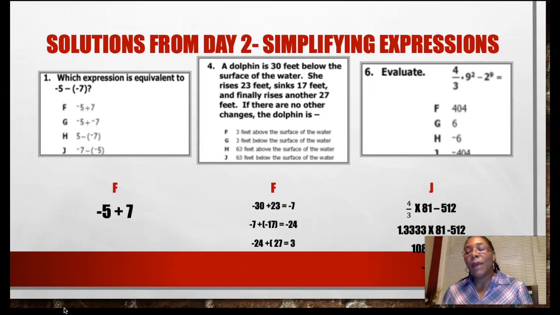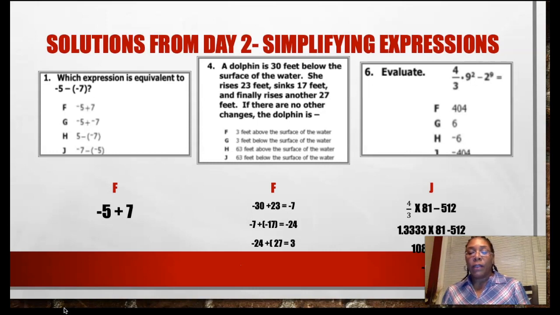Number 6 was maybe a little bit more difficult because you have this fraction, 4 divided by 3, times 9 squared minus 2 to the 9th power. The 2 to the 9th power and the 9 squared are both exponents, so we could have done those two first because there's no grouping. In this case, the 4/3 is a fraction, so it's a division, 4 divided by 3. So we have our exponents.